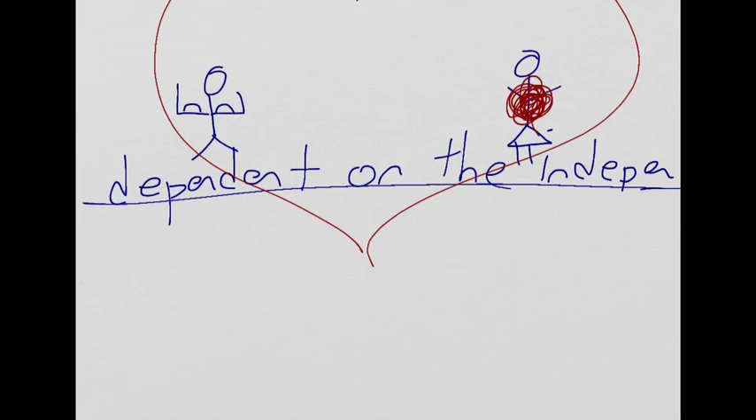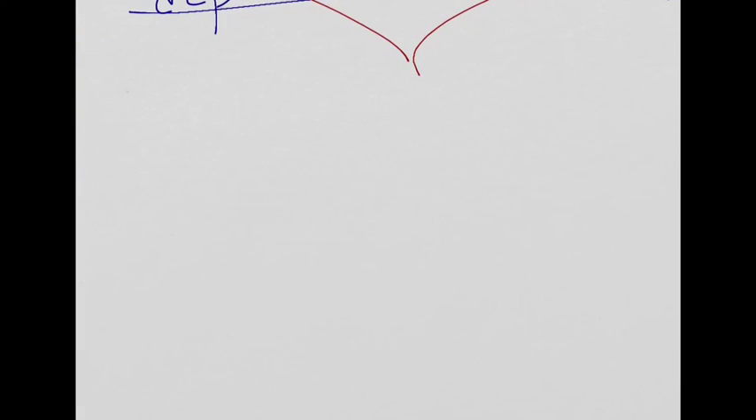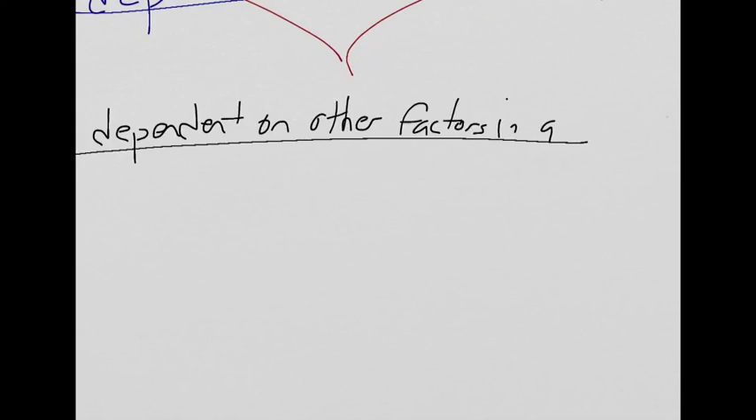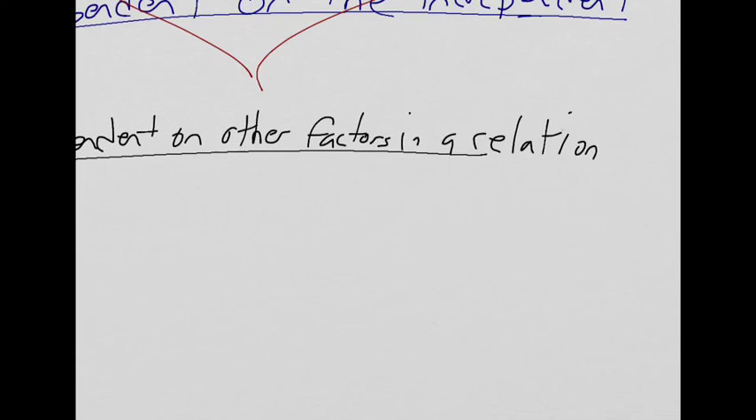Poor guy. So when you think about dependent variables and independent variables, think about it like that. An independent variable is one whose value is constructed by the context of the question or chosen by you. So we'll just say not dependent on other factors in a relation. Maybe that's a good way of saying it.